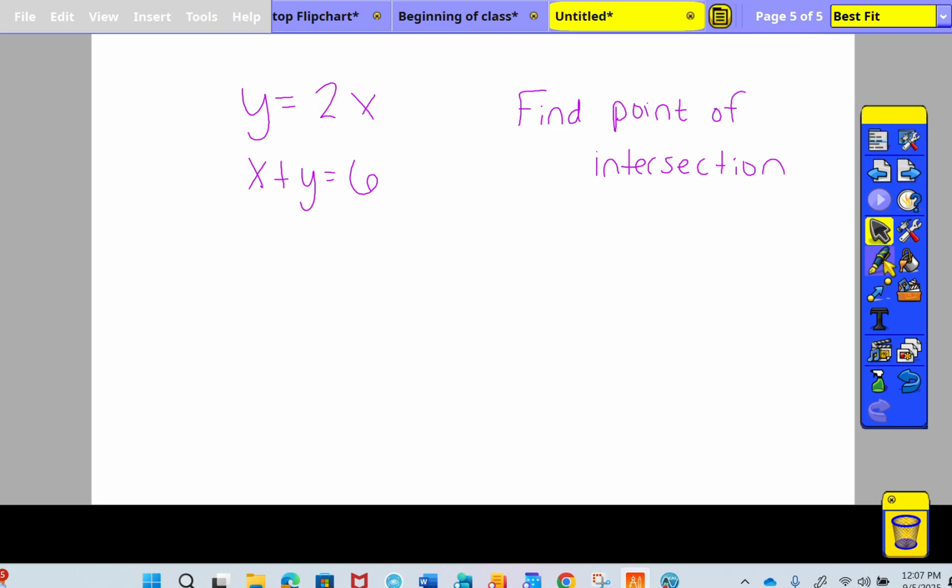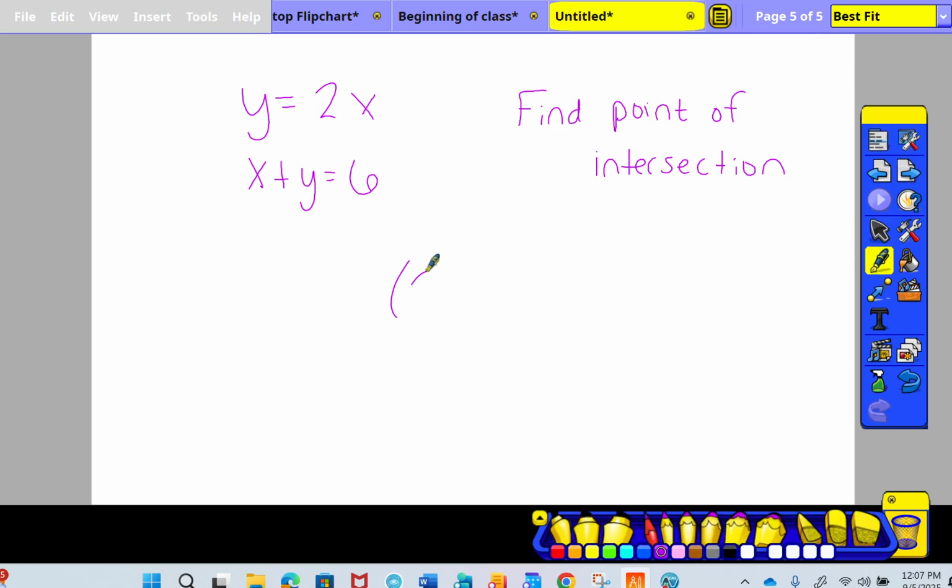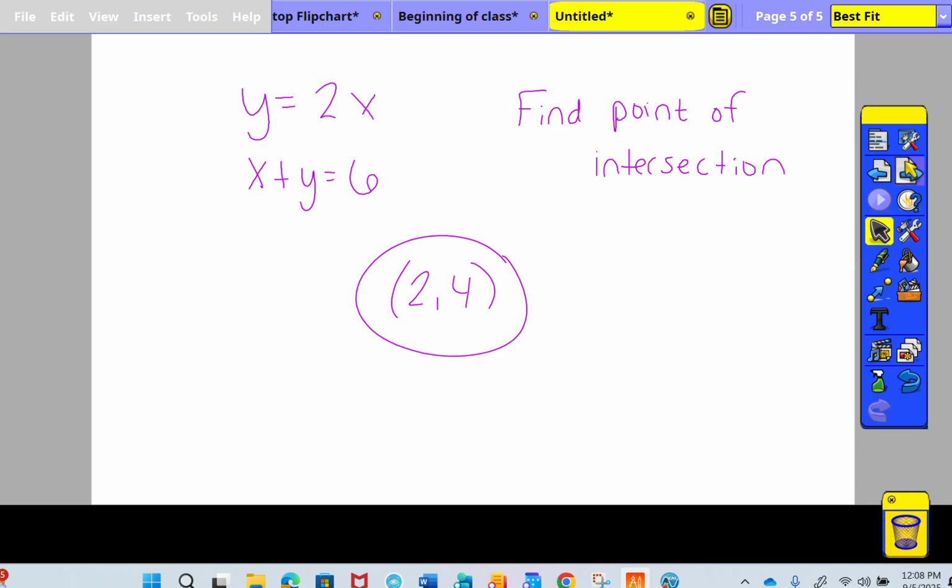And that's how you write your answer. It's a point, so you want to make sure you write it as a point. 2, 4. Okay, next question.